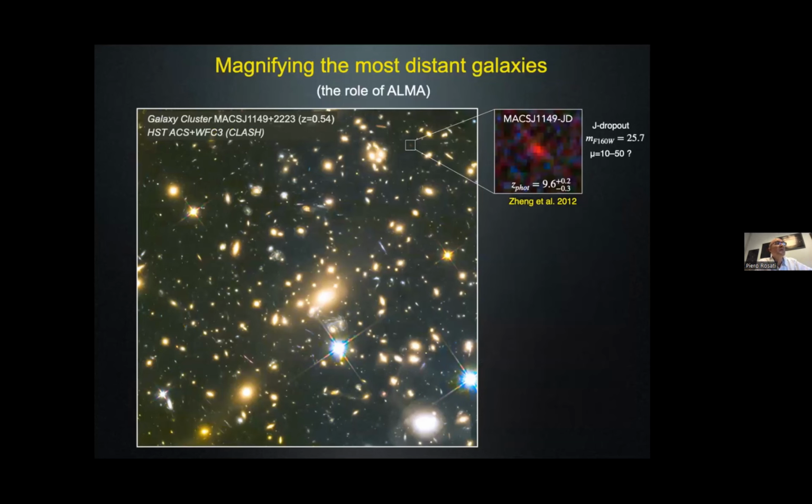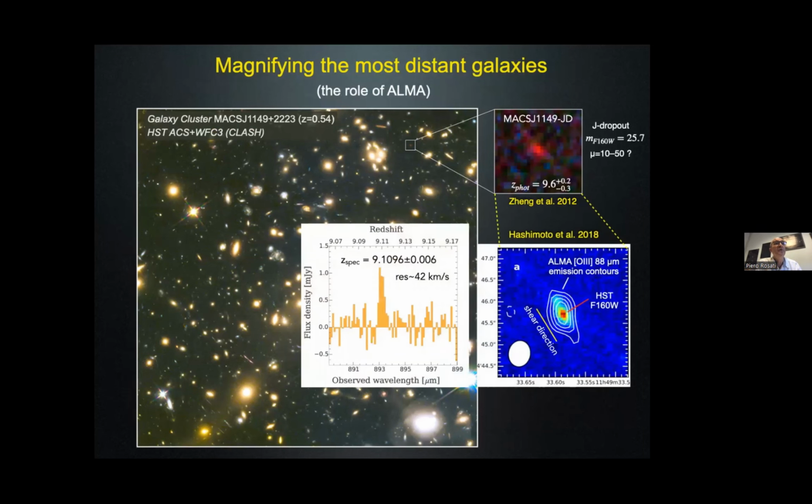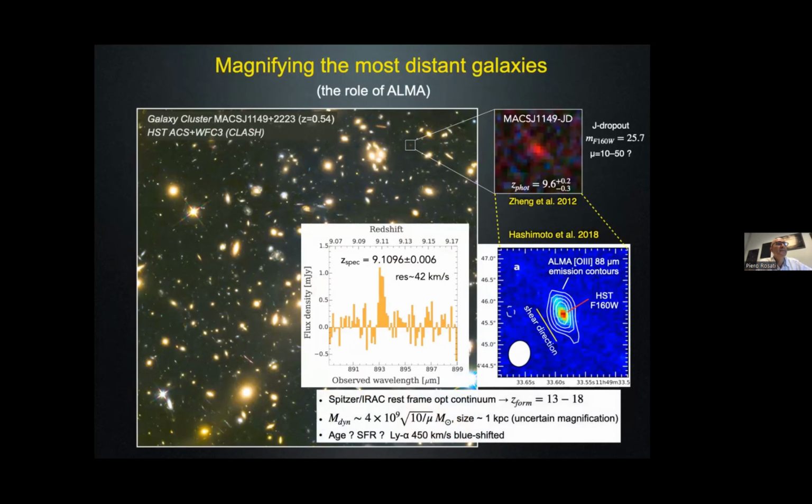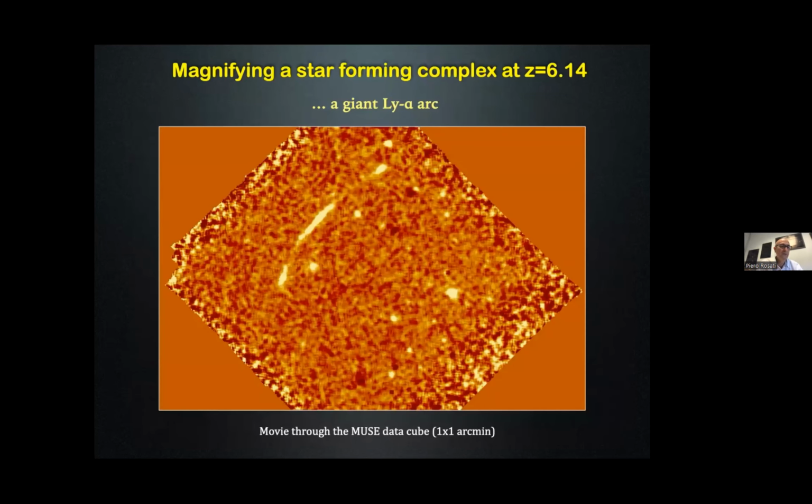Okay, an example of this is, again, in the same Mirabilis field where Rebels-dal was found, there was this galaxy that was identified as a possible galaxy at redshift between 9 and 10, which then has been confirmed at redshift 9.1 with the observation of the 88 micron oxygen 3 line with ALMA, okay? And so this is just an example of how lensing can actually unveil really high redshift galaxies.